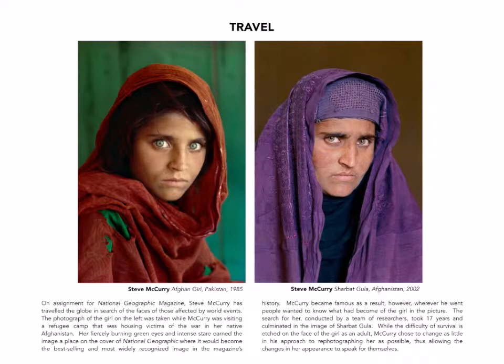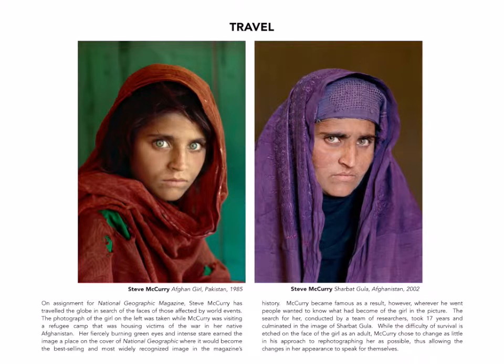Travel. On assignment for National Geographic magazine, Steve McCurry has traveled the globe in search of the faces of those affected by world events. The photograph of the girl on the left was taken while McCurry was visiting a refugee camp that was housing victims of the war in her native Afghanistan. Her fiercely burning green eyes and intense stare earned the image a place on the cover of National Geographic, where it would become the best-selling and most widely recognized image in the magazine's history.